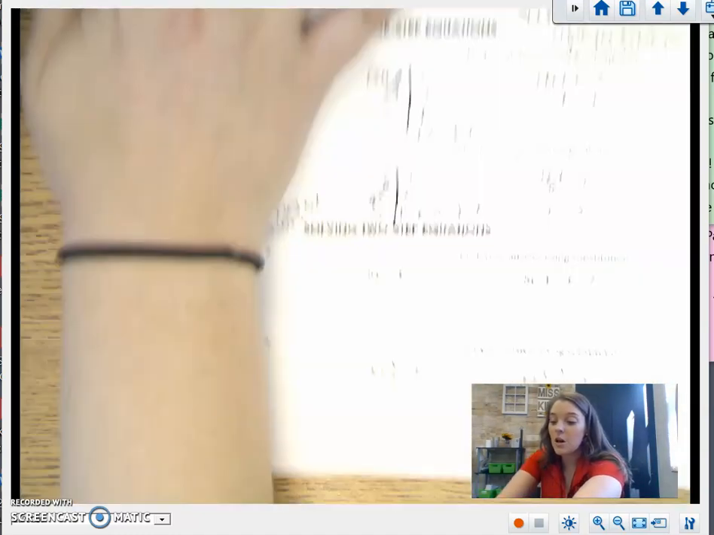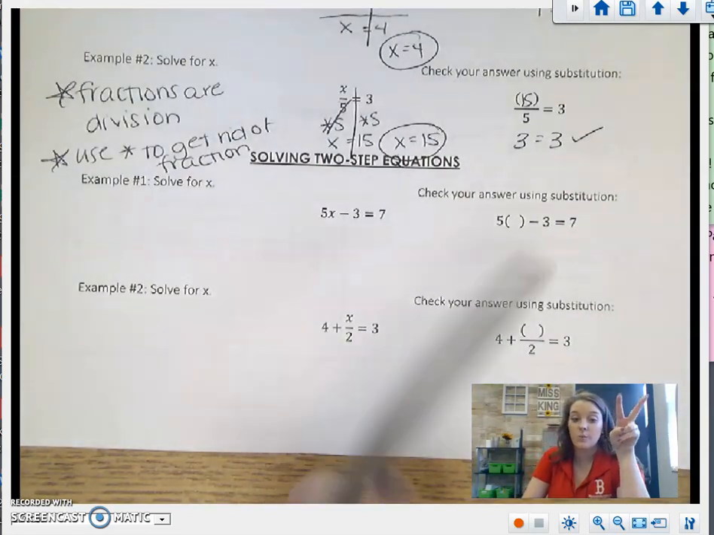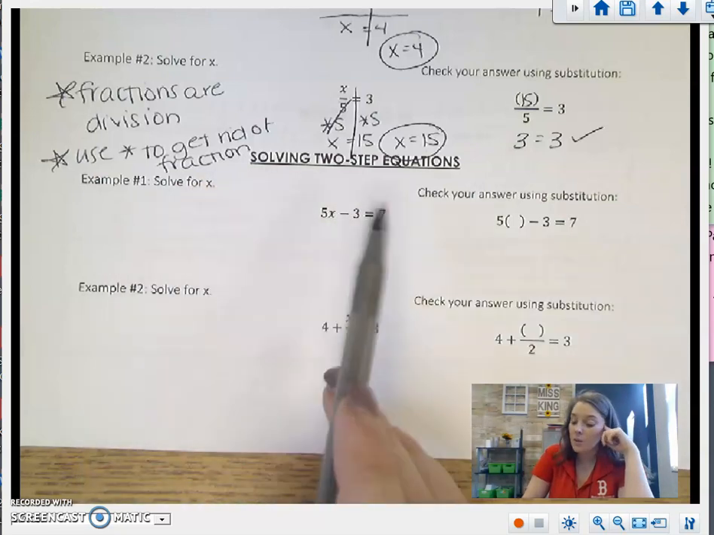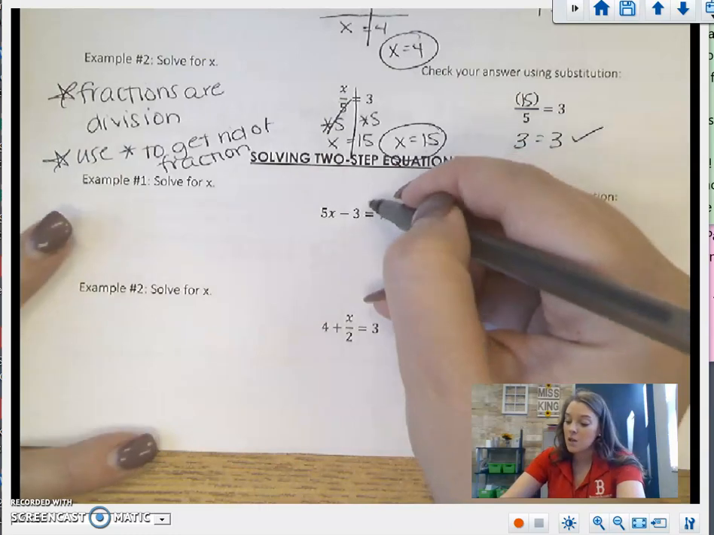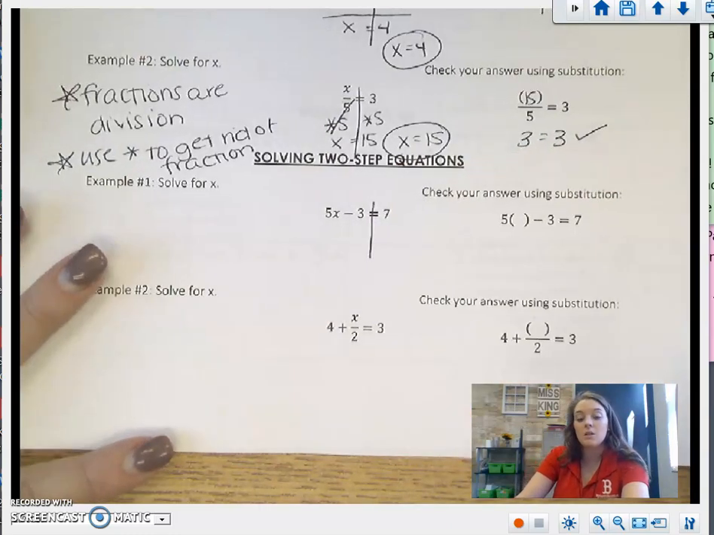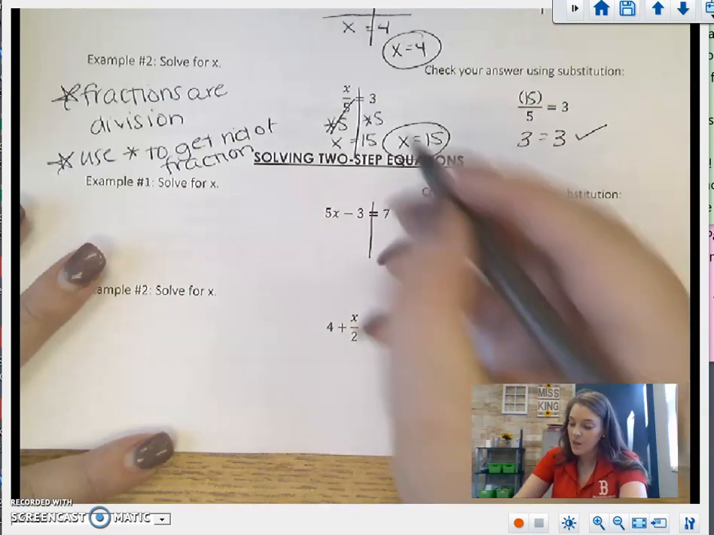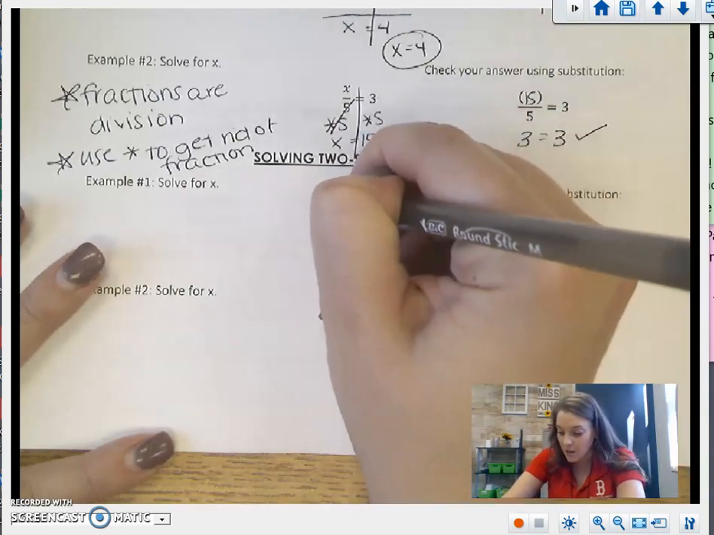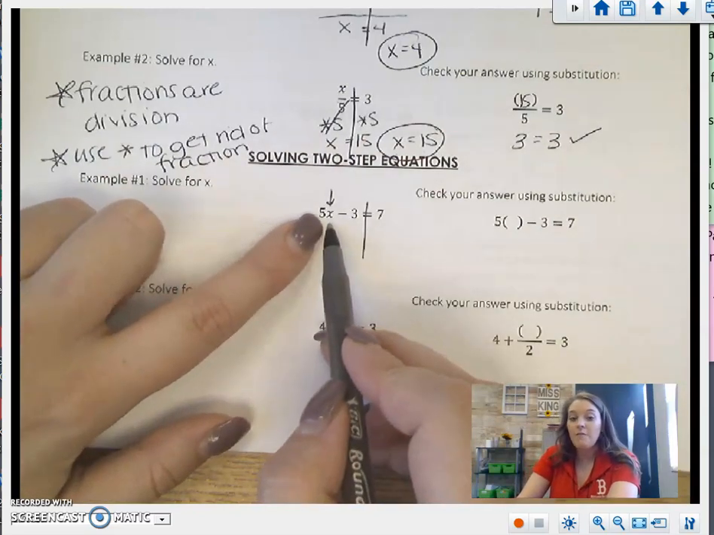Two-step equations are very similar, but rather than just doing one thing, you're going to have to do two. So I am looking at example number 1, and it says 5x minus 3 equals 7. I'm going to start by drawing a line down my equals sign so that I know whatever I do to the left, I have to do to the right. I'm trying to get this x completely by itself. So first, I need to get 5x by itself.